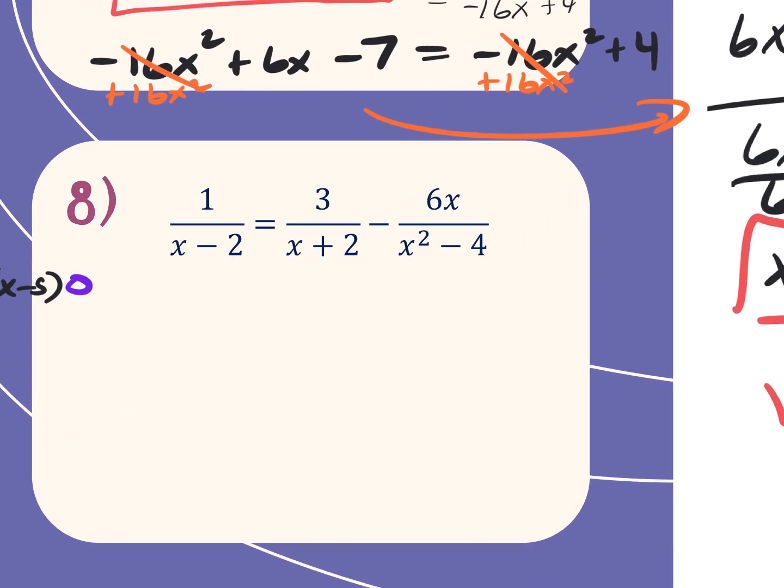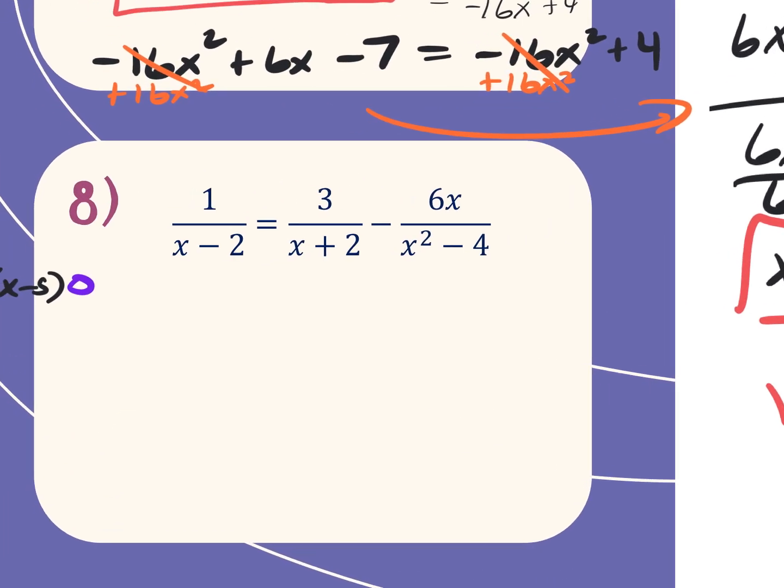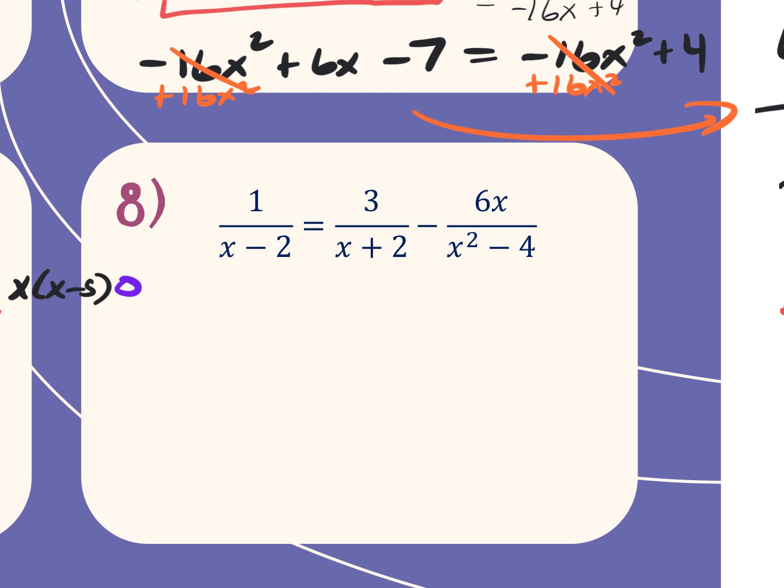Now for this one, we need to factor the denominator first. Otherwise, if you say your LCD is x minus 2, x plus 2, x squared minus 4, you're going to have a big, ugly problem. So what you need to do is factor this guy first, x minus 2, x plus 2. That's your LCD. And notice this one's already got part of it, and so does this one.